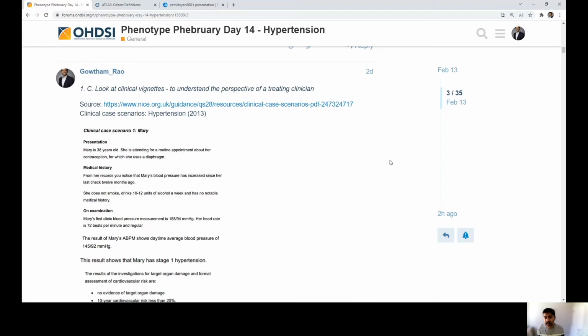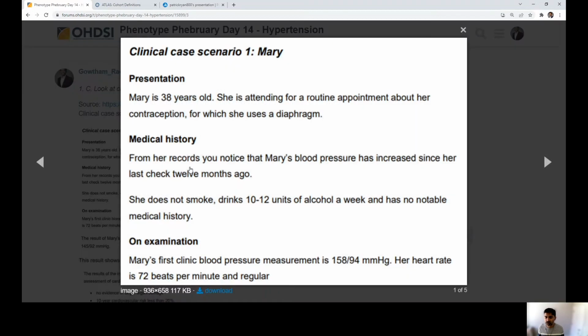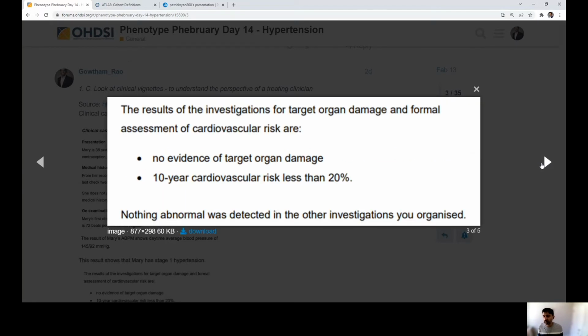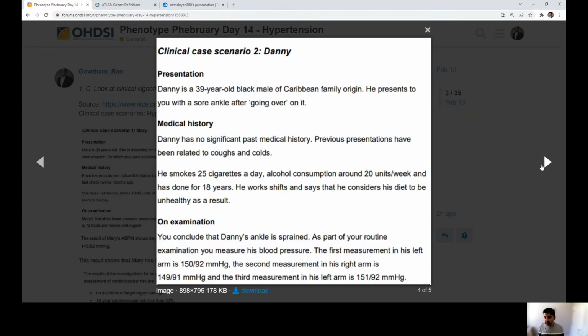So here's a case of Mary. Mary is 38 years old. She was going for a routine appointment for contraception use. She does not smoke. She drinks occasional alcohol, and her blood pressure was found to be on the higher side. They measured the ambulatory blood pressure for Mary, and it was found to be averaging on the higher side too. So she was diagnosed with stage 1 hypertension and then managed appropriately. This helps me understand what stage 1 hypertension is.